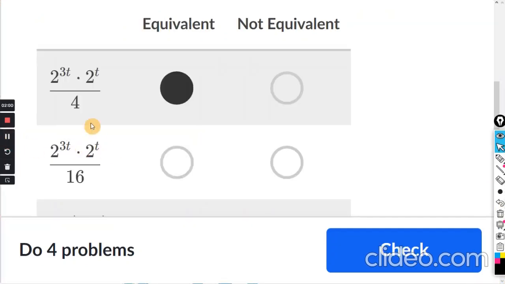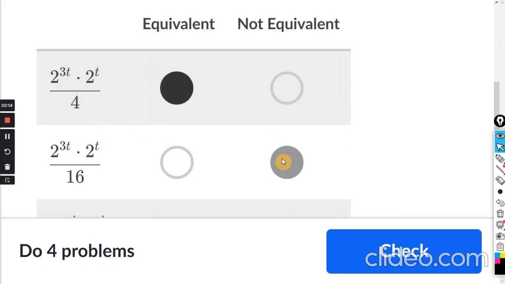Answer number 2, there's no way it could be equivalent because the numerator in this one matches the numerator in the first one. But here it's divided by 16 instead of divided by 4. So if this one's equivalent, this one is definitely not.